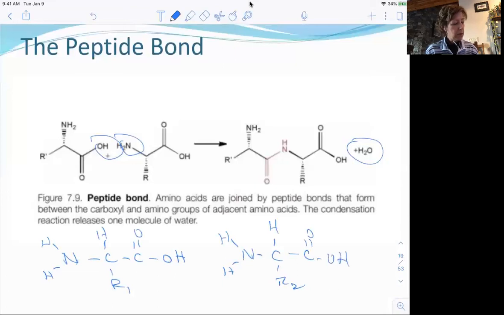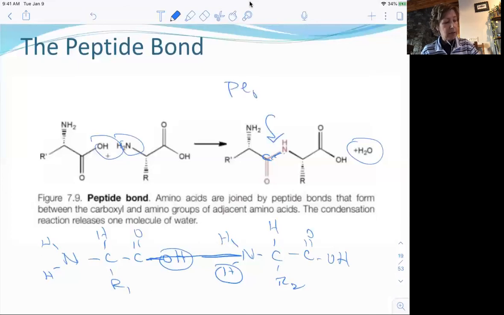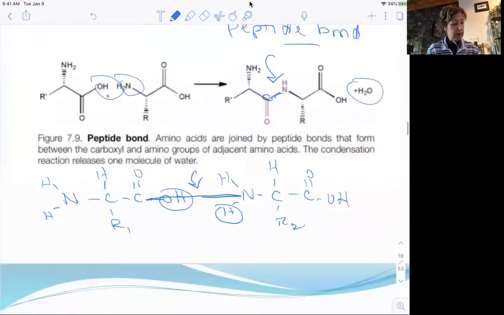And what I'm going to do is take this hydroxyl group out, and I'm going to join this carbon to this nitrogen. So that's what they're trying to show right here, was without showing the carbon bonds, there would be a carbon here. This carbon is joined to this nitrogen. So this bond here is referred to as the peptide bond. So every time we join amino acids together, we get a peptide bond. So that's what I'm showing right here.